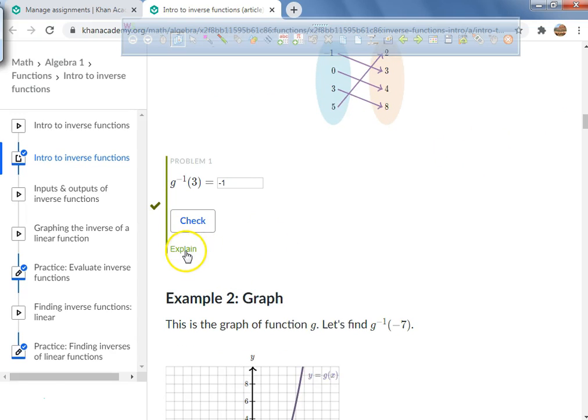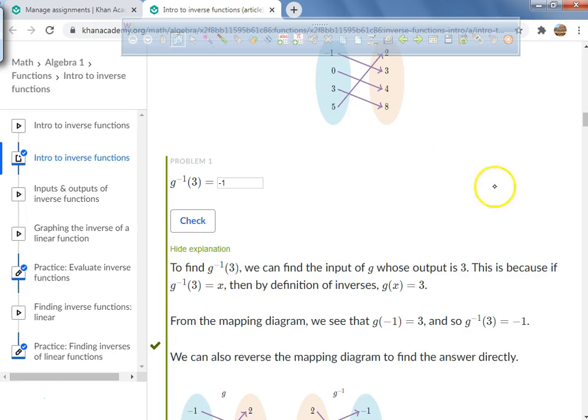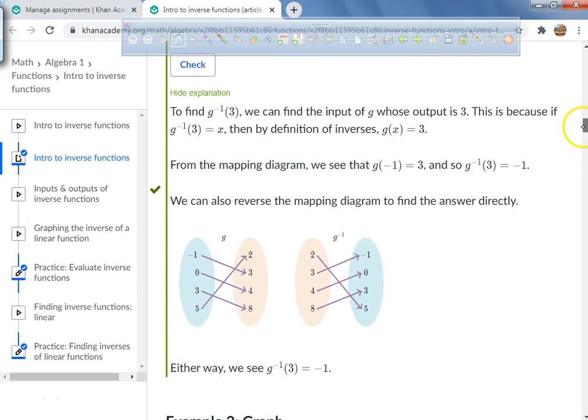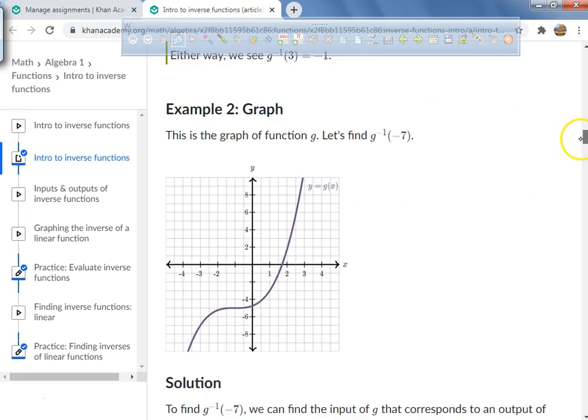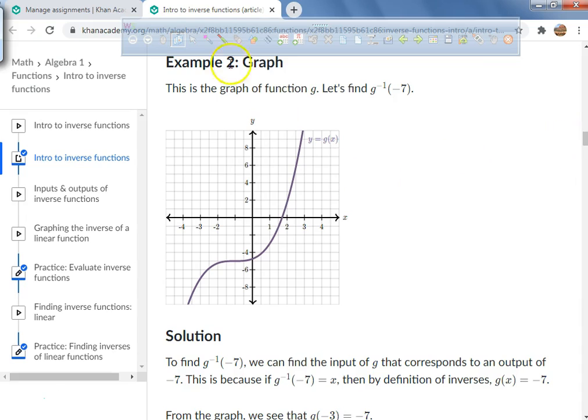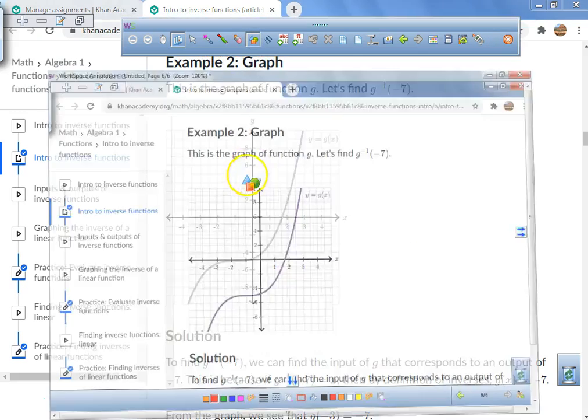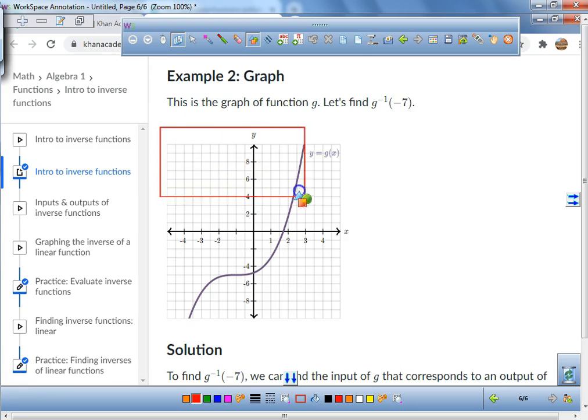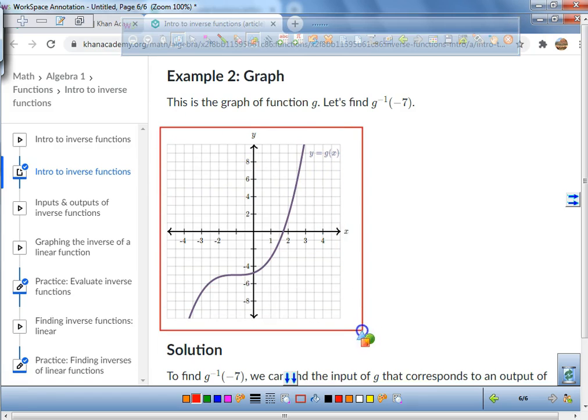Now, if you get it wrong, you just hit explain. And you can look at it and they explain what happens. Okay? Ooh, now we got a graph. Ooh, I like this. All right, so here we go. We'll do this graph, and then we'll do more than one. Okay, so if you want to, it's a pretty good graph right here. Go ahead and graph it nice and neat.